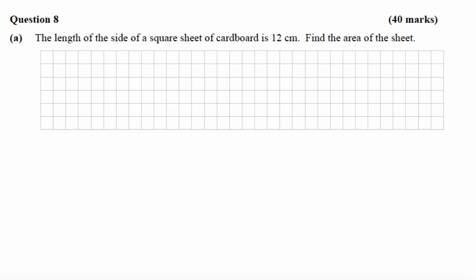So this is the 2014 Leaving Cert Ordinary Level Paper 1 and we're looking at question number 8. Part A says the length of the side of a square sheet of cardboard is 12 centimeters. Find the area of the sheet. Okay, well if it's a square, the area is length by width, which in our case would be 12 by 12. So that's 144. And it's centimeters squared if it's area.